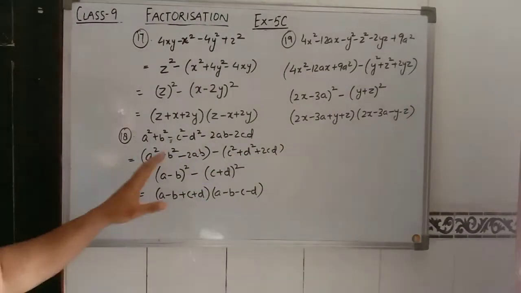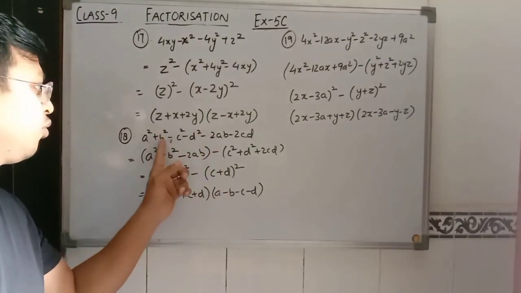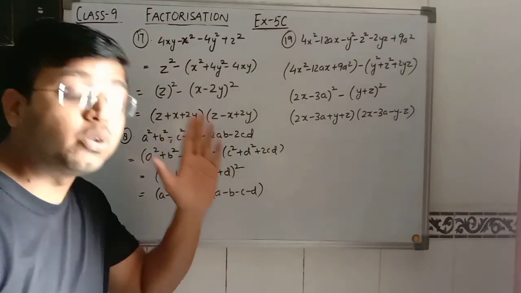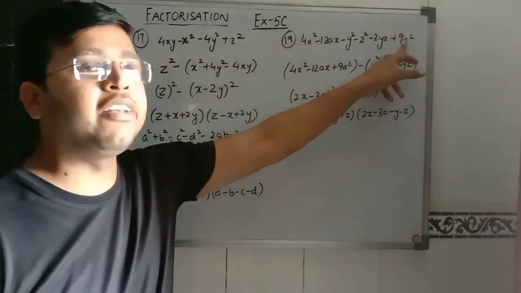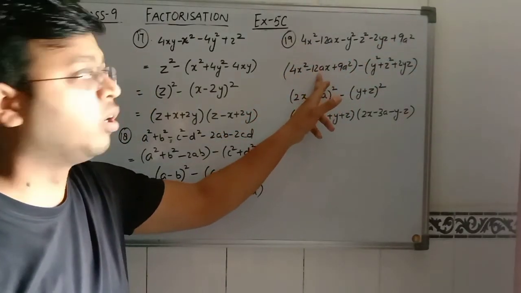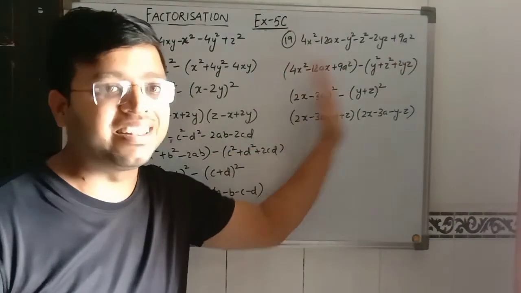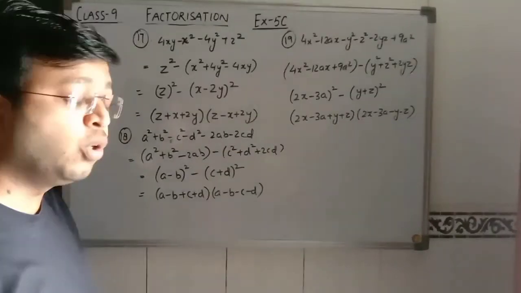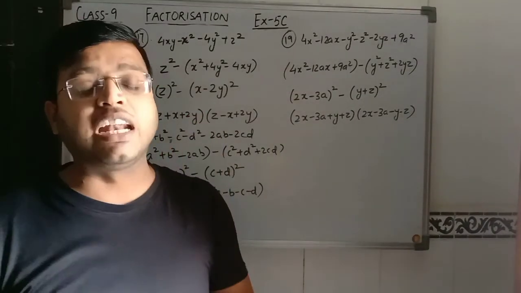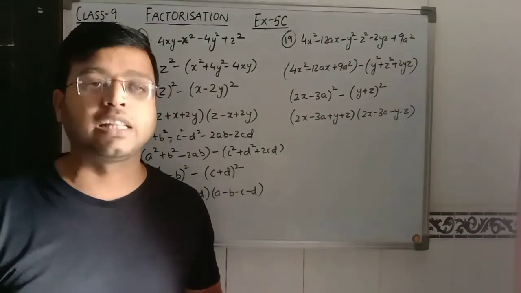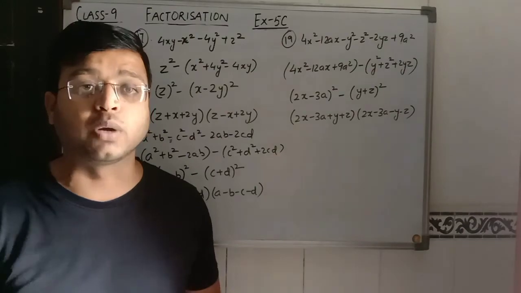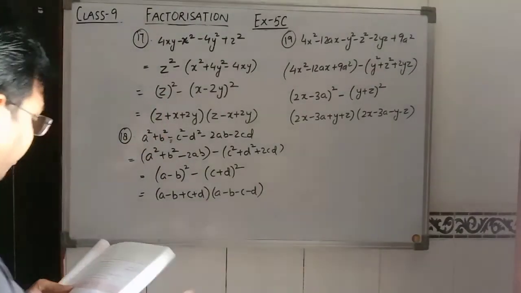In this question, obviously we have to arrange a square, b square and 2ab together. So with the help of a similar method, 4x square, 12ax and 9a square can be grouped together, and y square, z square, 2yz will remain collectively. So you have to be very careful, very logical while grouping the terms, because if you do not apply the logic, then you cannot group the terms together. So this is question number 19.